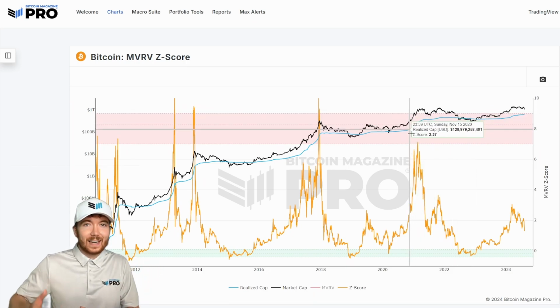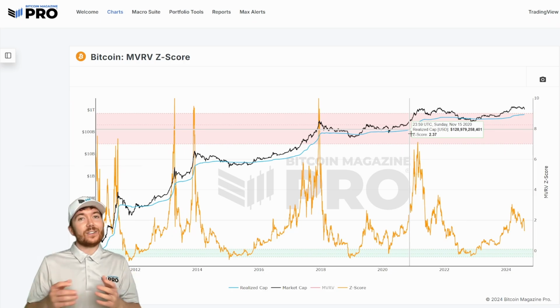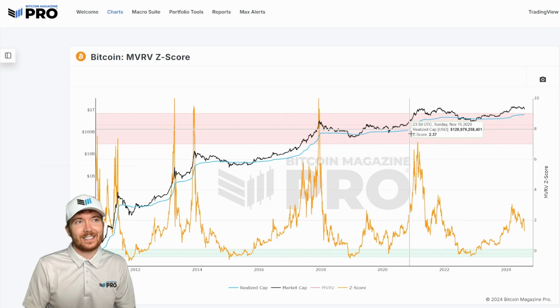If we're scaling out with increased size as Bitcoin's price moves up, at some point price is going to top out and we are going to be selling the exact cycle peak.